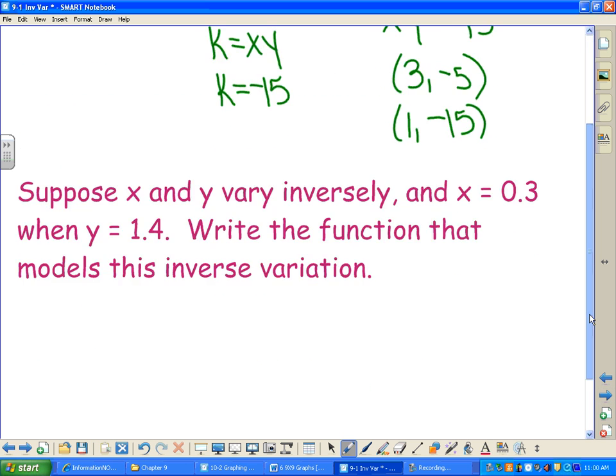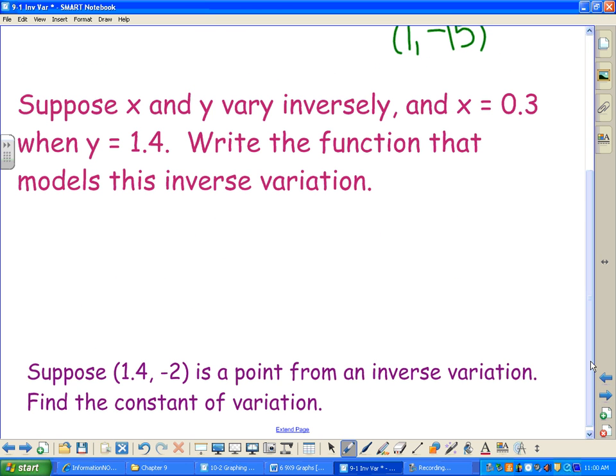Okay, so could you do this one? Suppose x and y vary inversely and x equals 0.3 when y is 1.4. Write the function that models that inverse variation. Raise your hand when you think you've got it. Okay, Zach, what'd you get? 0.42 is equal to xy.